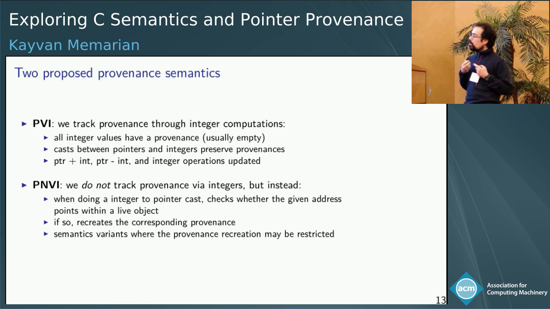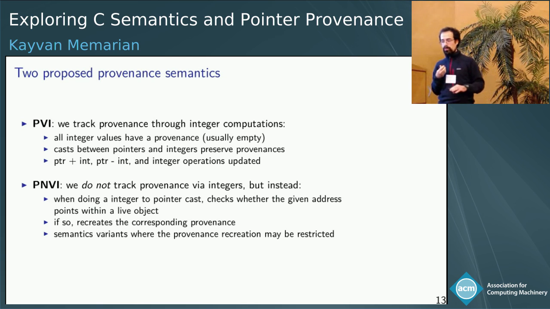So we also have another simpler semantics where we do not track provenance on integers at all, but instead when you're going to cast integers to pointers, you're going to take the address that you would get from that cast, look into the memory to see what live object there is in the state, and somehow retrieve a provenance, if you can, to make a valid pointer. And of course, you have various choices in the semantics to restrict which object you're allowed to retrieve pointers from.